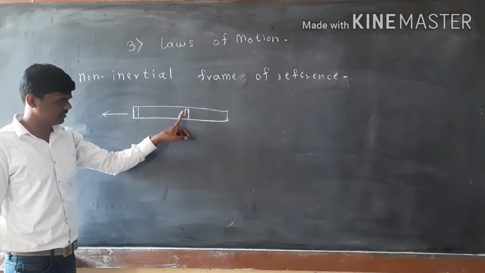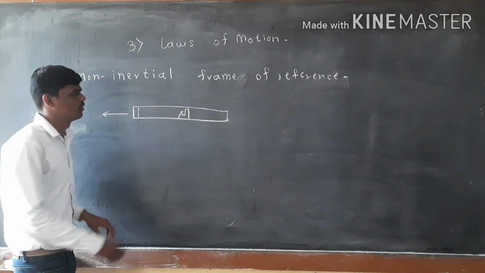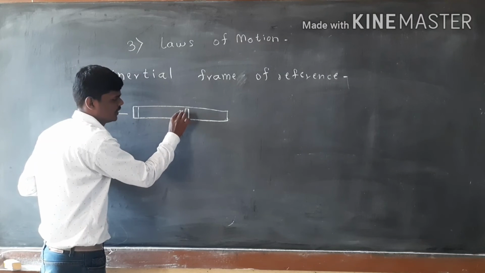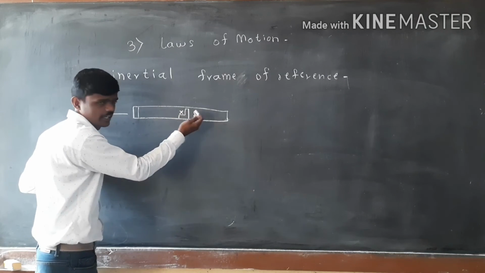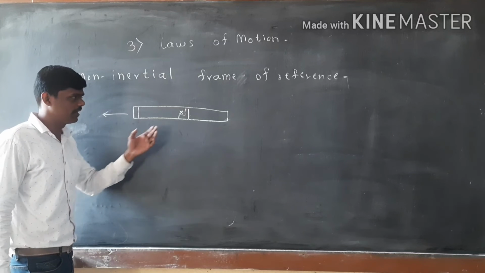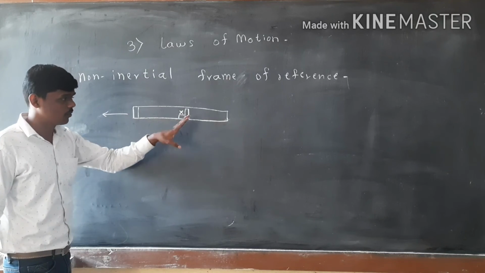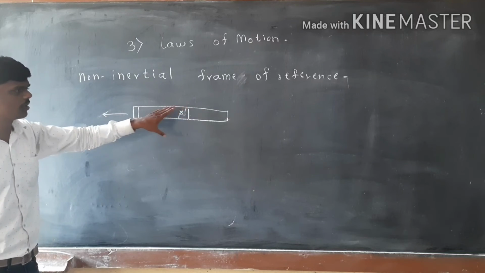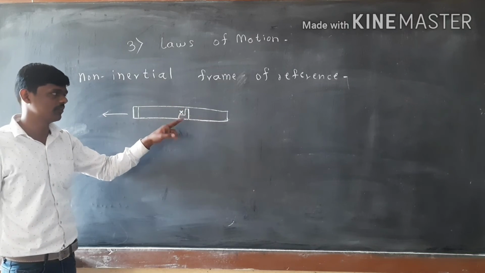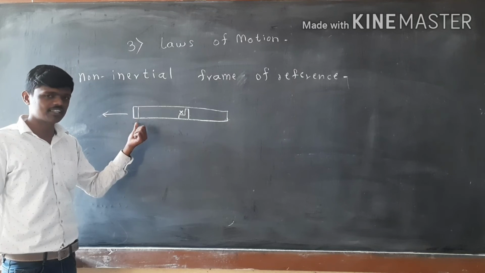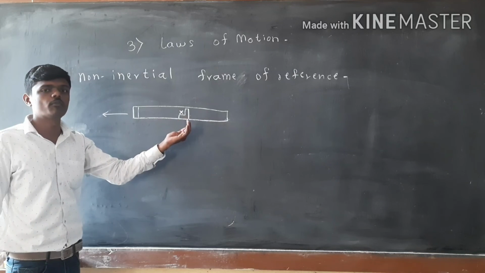Now this observer will feel a force. Okay, now when the brake is applied, the person will get pushed forward. Okay, pushed forward. When the train was at uniform velocity, he will not feel any force, but when the brakes are applied, he will feel a forward push.